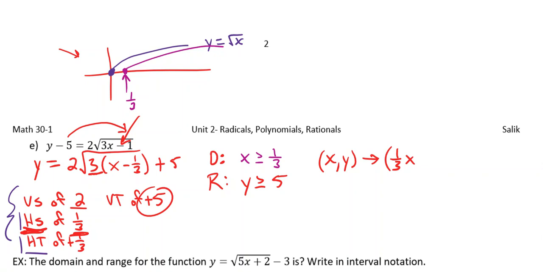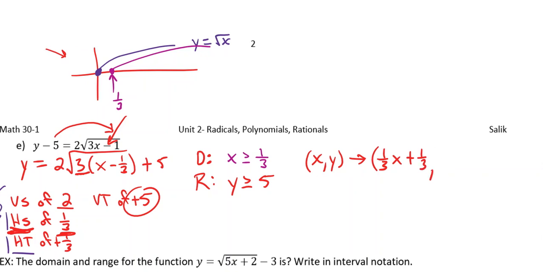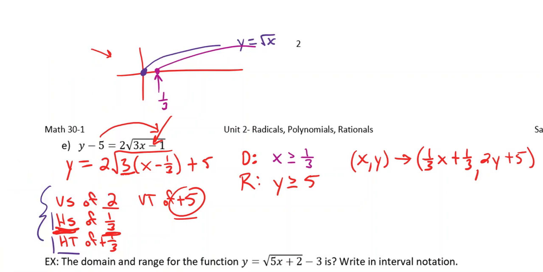And then our horizontal translation will also be 1 over 3, so plus 1 over 3, comma. And then our y values have a vertical stretch of 2, so that's going to be 2y, and then a vertical translation of 5, so plus 5. There. Okay, like I said, that was all review probably, right?